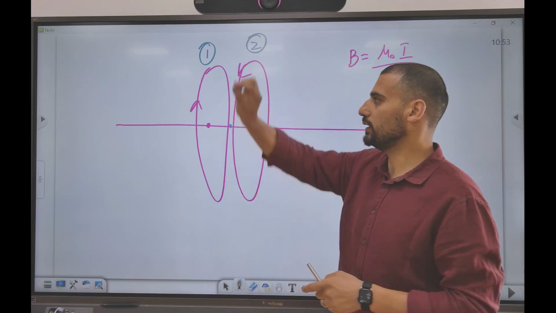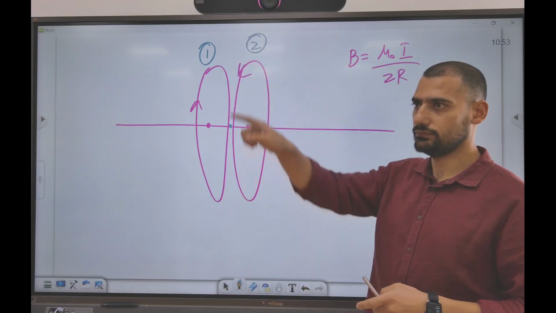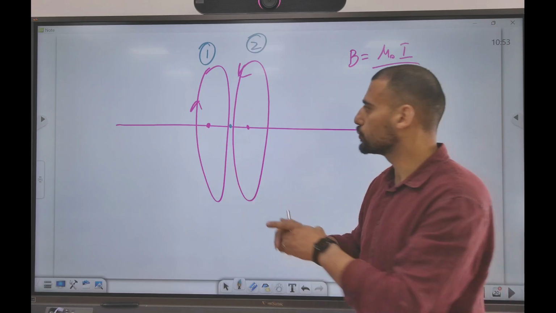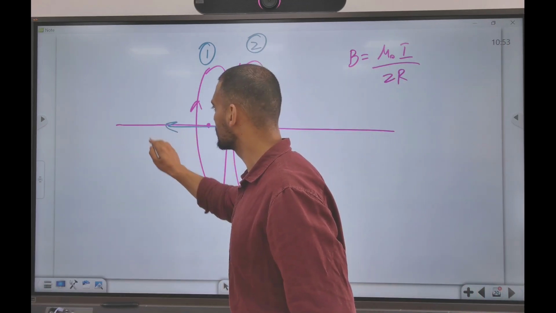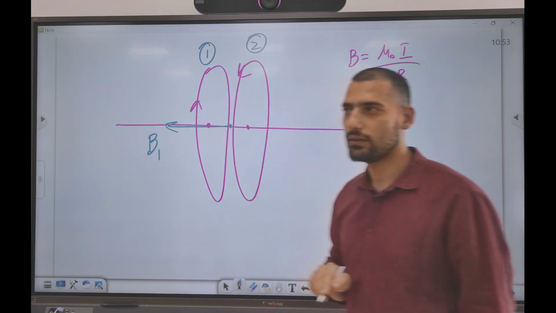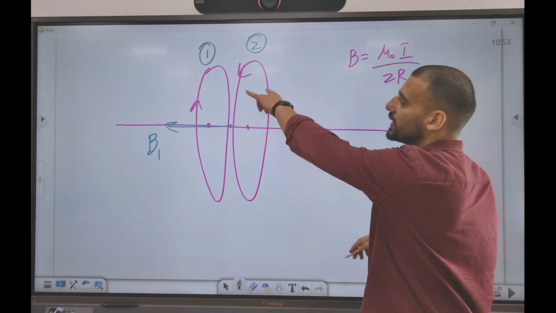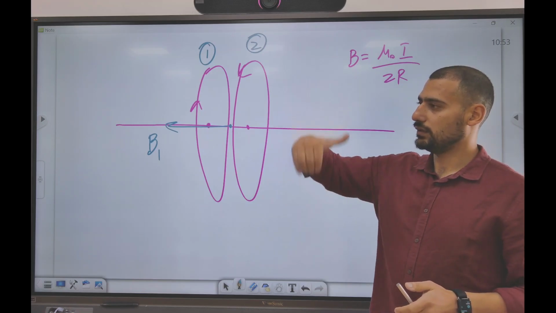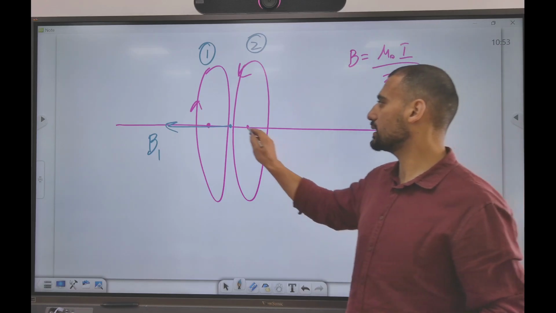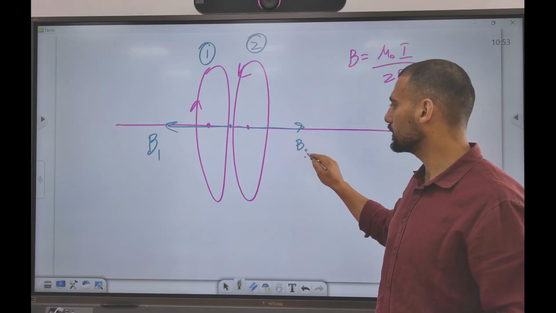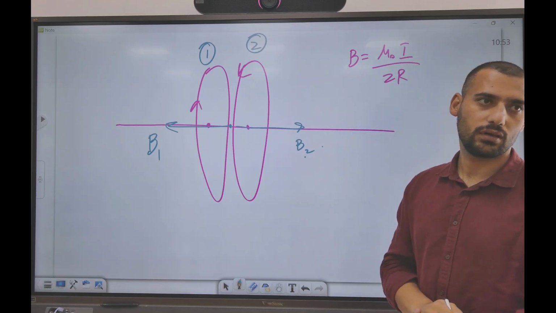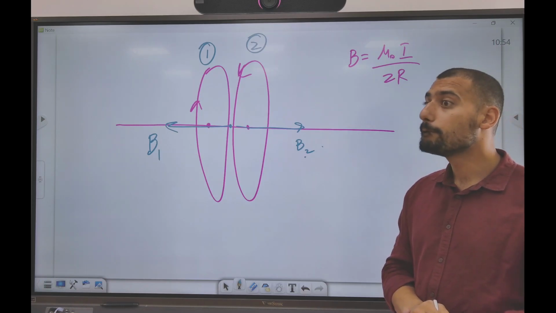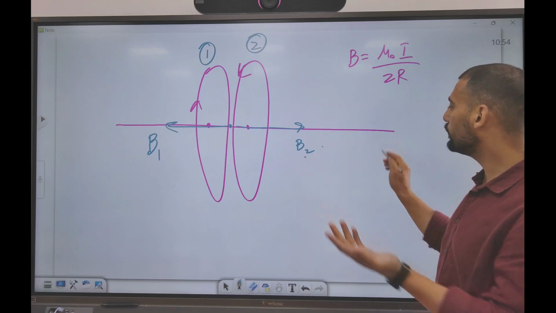Now for the first one, the magnetic field lines will go like this, isn't it? So for the first one, magnetic field is this. Clear? But for the second, the magnetic field is here. In this case, we are having the opposite directions. Therefore, what will be the net magnetic field? Minus. It will be 0.